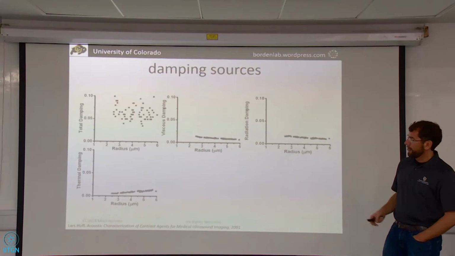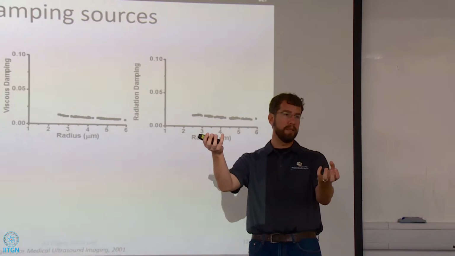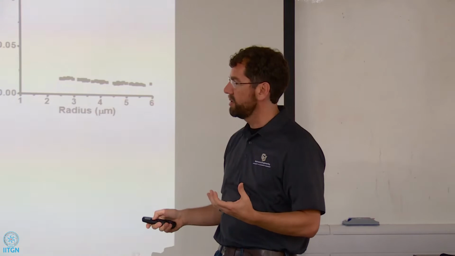Thermal damping. The bubble gas can oscillate between two states: isothermal, which is constant temperature, or adiabatic, constant entropy, or no heat transfer. In either of these two states, there's no heat transfer contribution to thermal damping. But in between these two states, there is heat transfer.